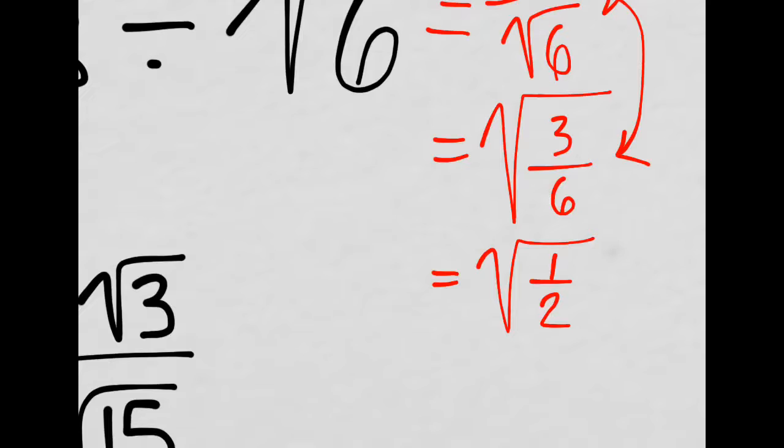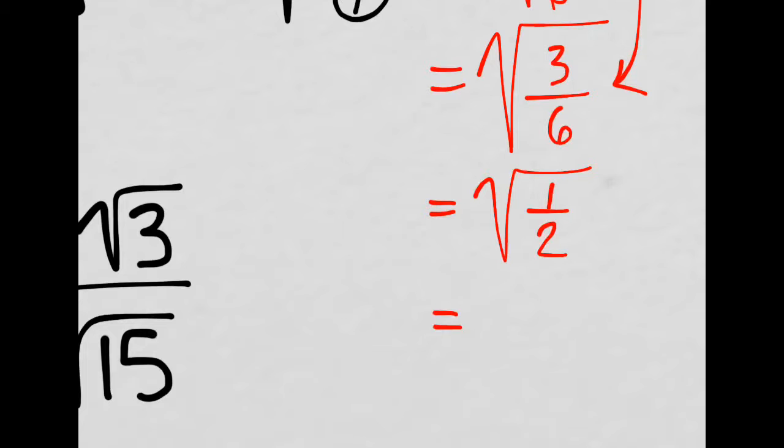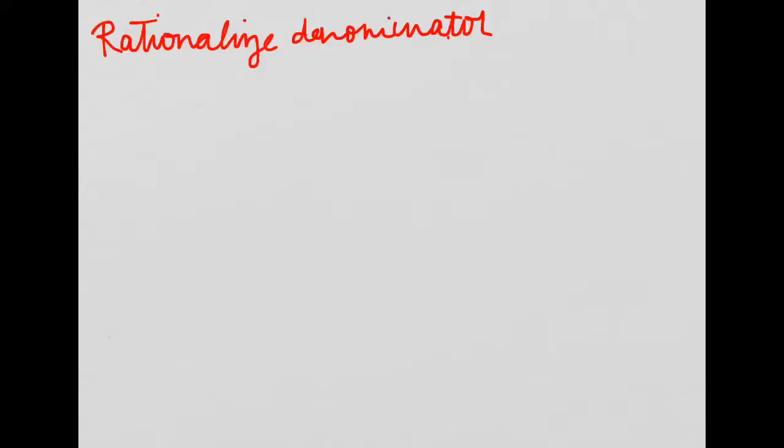All right, well, I can't really have a fraction underneath the radical because technically this is the square root of 1 over the square root of 2. And I can't have a radical in the denominator. So this is what we call rationalizing the denominator. Okay, to rationalize the denominator means that we're going to have to multiply by something in order to get rid of the square root from the denominator.